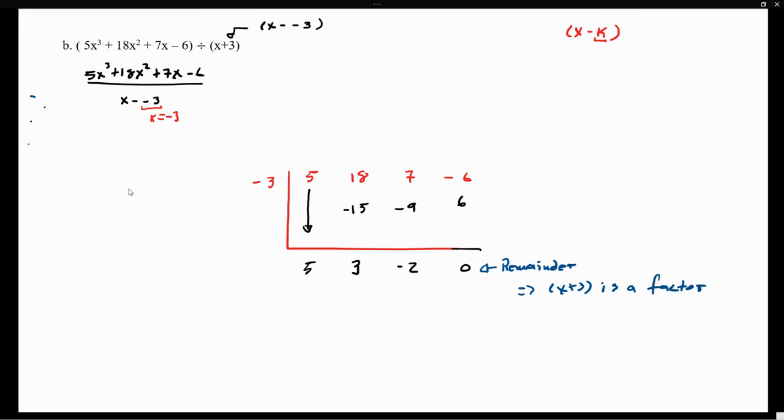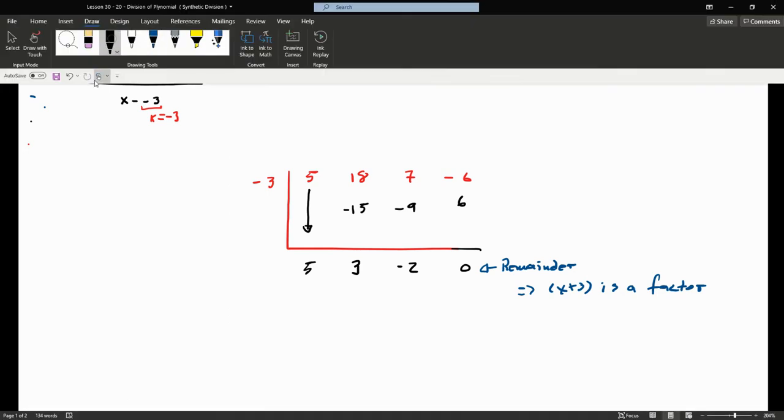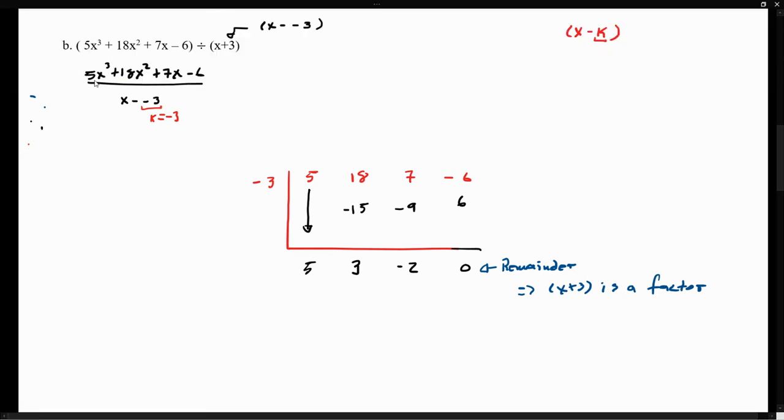And since we know that x plus 3 is a factor, then we can just rewrite our original expression. Now we can say that 5x cubed plus 18x squared plus 7x minus 6 is equivalent to x plus 3 times the expression that we got from our synthetic division, which is 5. But 5 is going to be the coefficient of what variable?